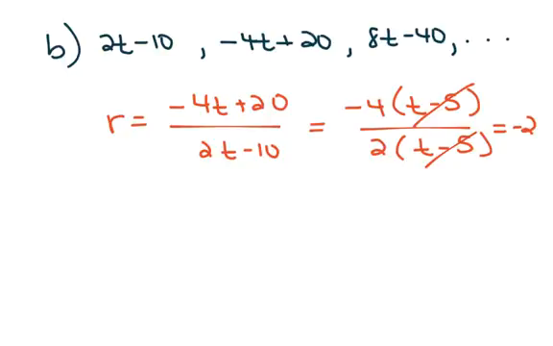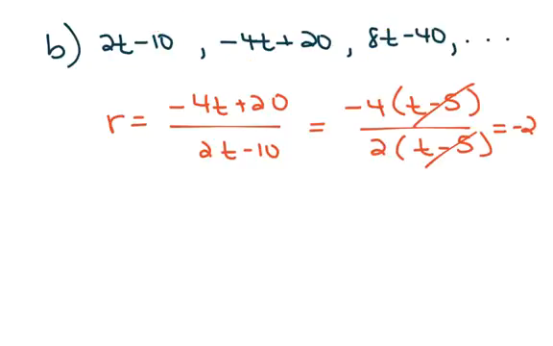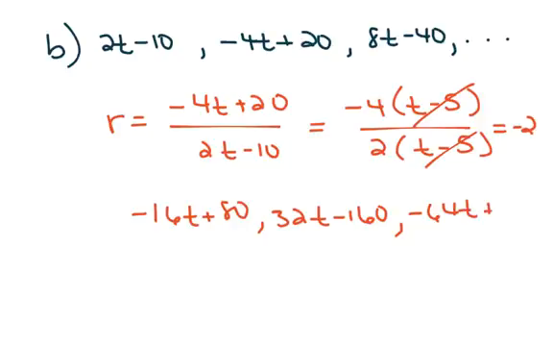Or you could have just looked and noticed that you have to multiply by negative 2 to get from the first term to the second term, and then you have to multiply by negative 2 to get to the next term. So if the common ratio is negative 2, then the next term in the sequence is going to be negative 16t plus 80. The next one's going to be 32t minus 160, and the next one's going to be negative 64t plus 320.